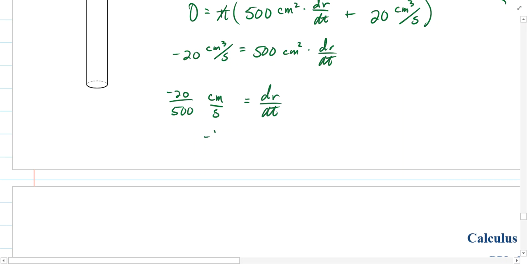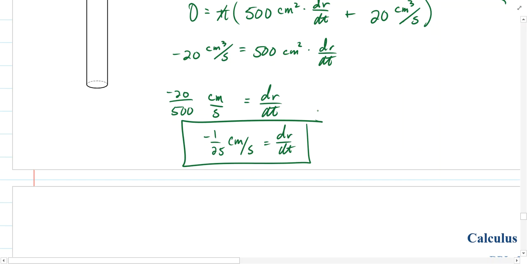And that simplifies to -1/25 centimeter per second is our rate of change of the radius with respect to time. And here again, that's the change in radius with respect to time at that particular instant.